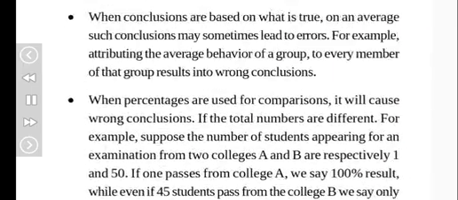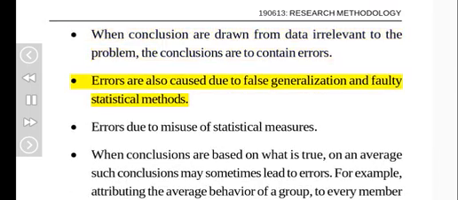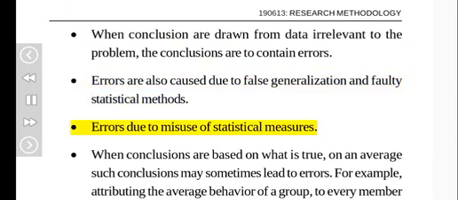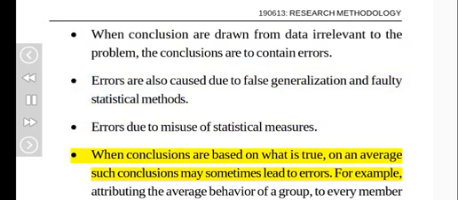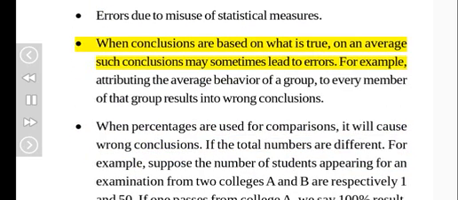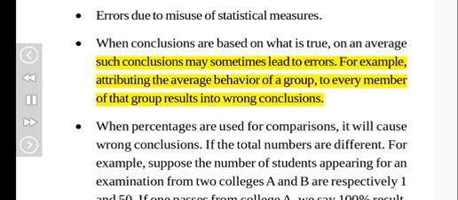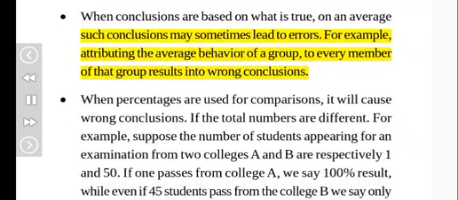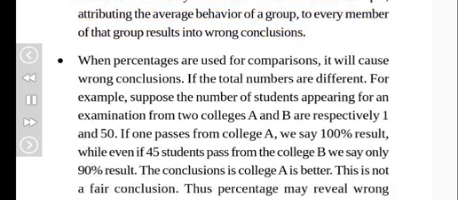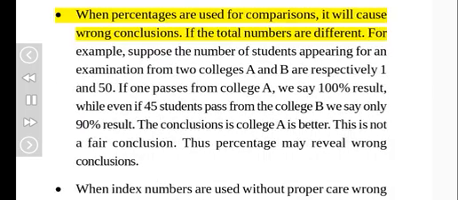When conclusions are drawn from data relevant to the problem, the conclusions are to contain errors. Errors are also caused due to false generalization and faulty statistical methods. Errors due to misuse of statistical measures. When conclusions are based on what is true on an average, such conclusions may sometimes lead to errors. For example, attributing the average behavior of a group to every member of that group results in wrong conclusions. When percentages are used for comparisons, it will cause wrong conclusions.